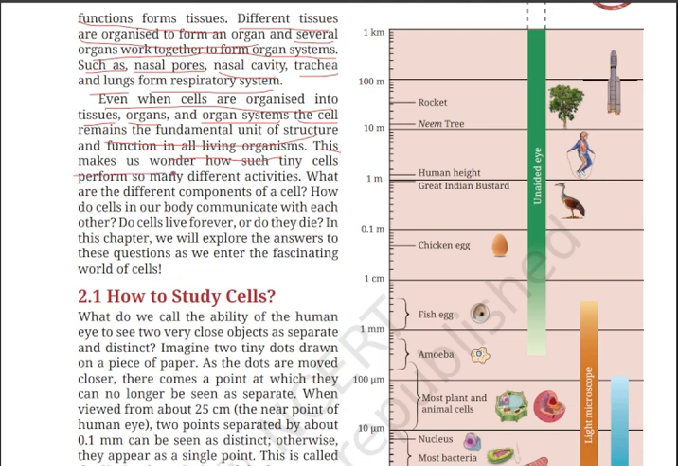This makes us wonder how such tiny cells perform so many different activities. What are the different components of cell? How do cells in our body communicate with each other? Do cells live forever or do they die? In this chapter, we will explore the answers to these questions as we enter the fascinating world of cells. Let's study 2.1.